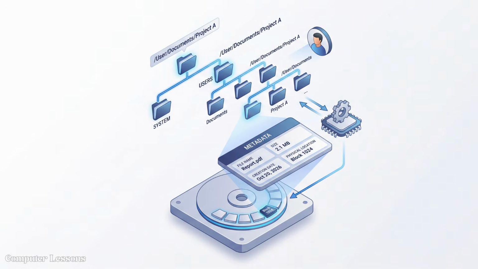The file system creates a hierarchical structure using directories and path names to keep data accessible for the user. It stores metadata, which includes the file name, size, creation date, and exact physical location on the disk. This metadata is essential for the operating system to retrieve information from the storage medium.